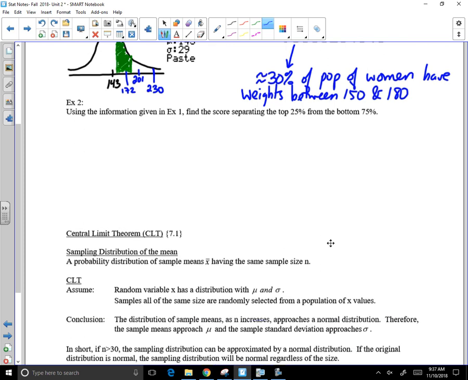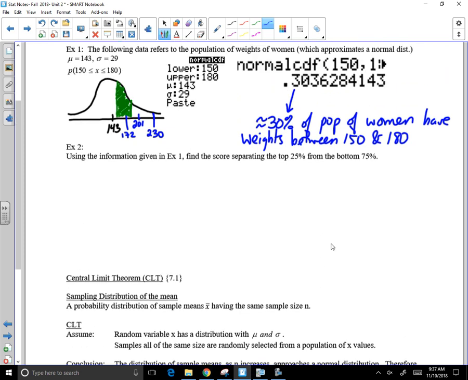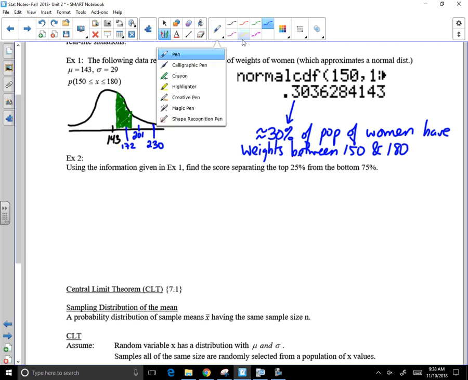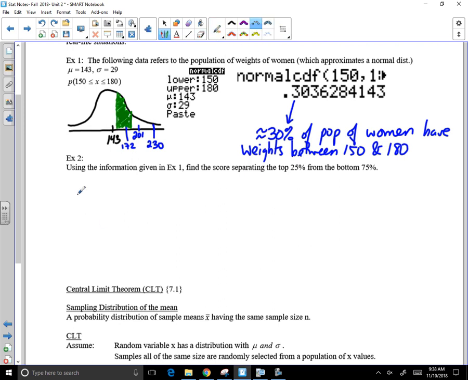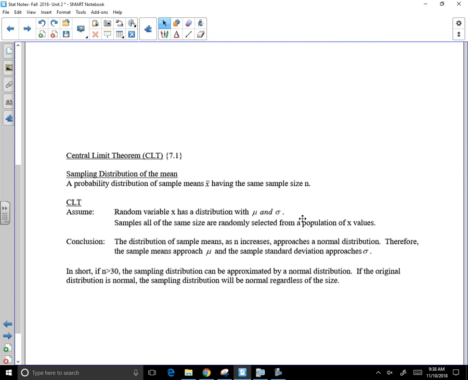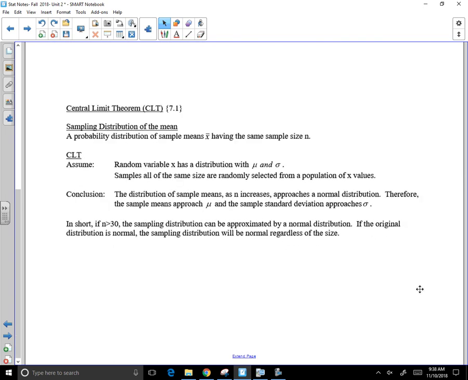Anyway, so using the information in example 1, find the score separating the top 25% from the bottom 75%. So that's the same idea as the last page. So I'm going to pop a little star on that one to let you explore it on your own, so that we can dive into something called the central limit theorem. Central limit theorem is really important.